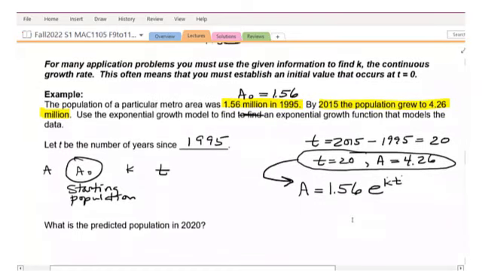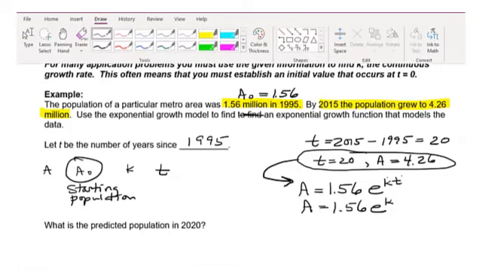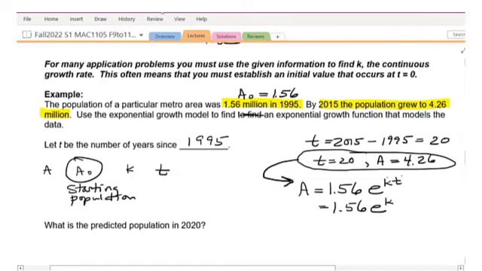Let's try it. So we're going to replace A with 4.26. I'm sorry, not A. We're going to say 4.26 must be equal to 1.56 e to the k times 20, because we know that when A is 4.26, t is 20. Okay, so there is an equation now that we have to solve to find k.